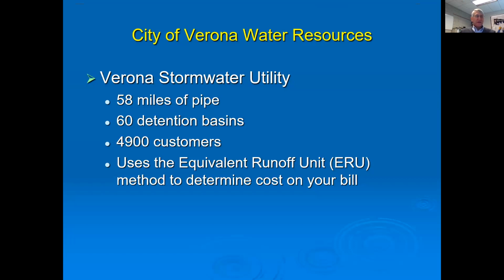Our stormwater utility, switching gears, has about 58 miles of pipe. We've got about 60 detention basins, about 4,900 customers. We use a method of charging for our residential and commercial clients called equivalent runoff units. So basically all of our residential people are charged the same, and then our commercial industrial customers are charged based on some calculations that are done according to the amount of runoff that they contribute.